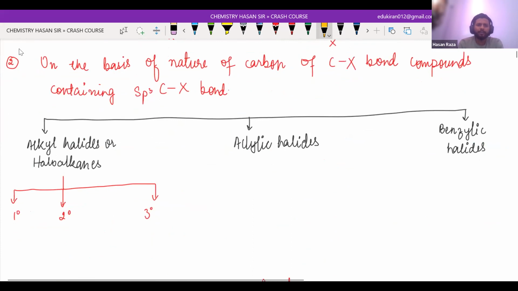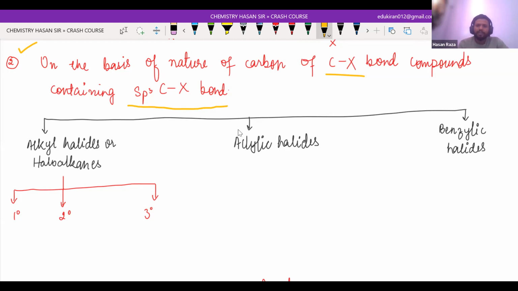Then the next classification is on the basis of nature of C-X bond, compounds containing sp3 C-X bond. First of all, the nature of C-X bond is polar. Why it is polar, we will discuss. Polarity arises due to the electronegativity difference between two atoms. So the first classification is the carbon which is sp3 hybridized, and the halogen is connected to that carbon.